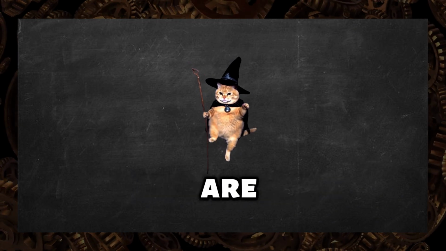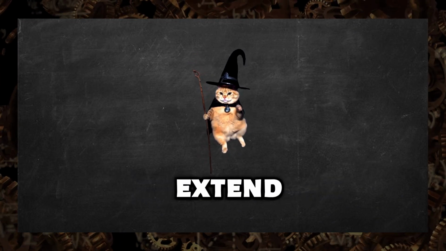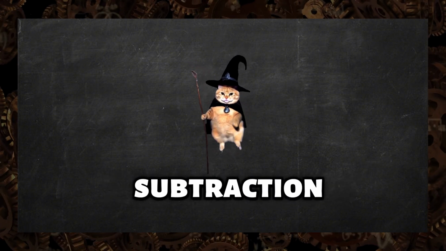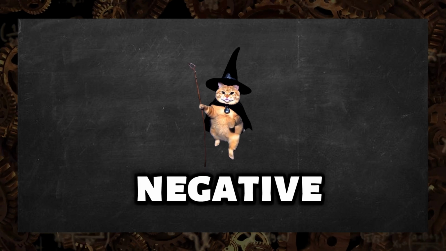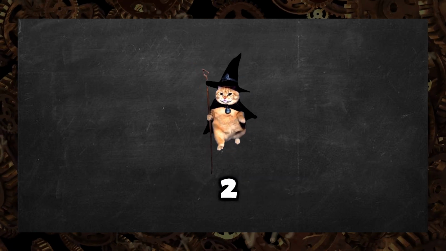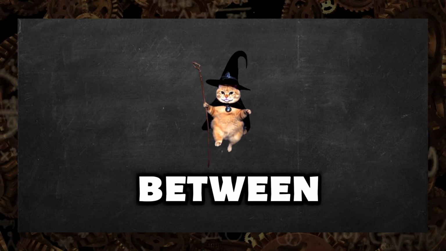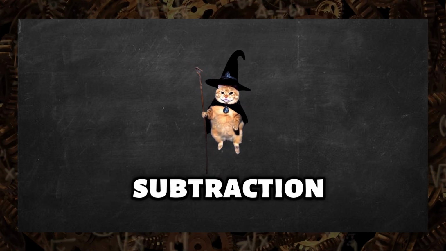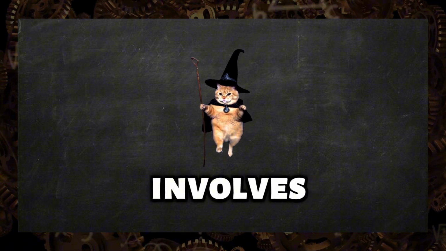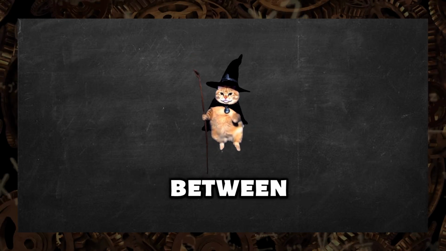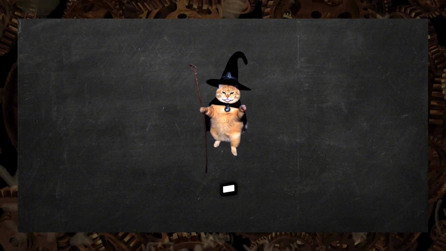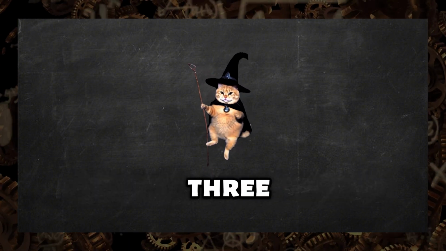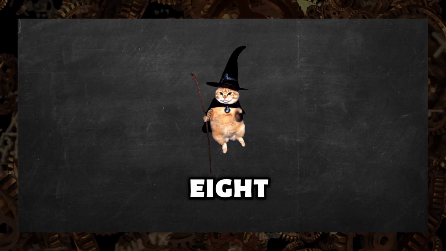These properties are inherent to whole numbers and extend to integers, where addition of negatives equates to subtraction, such as 5 plus negative 3 resulting in 2, illustrating the balance between positive and negative forces. Subtraction, the inverse of addition, involves the removal or difference between quantities, where 8 minus 3 leaves 5, conceptualized as taking away 3 units from a starting set of 8.